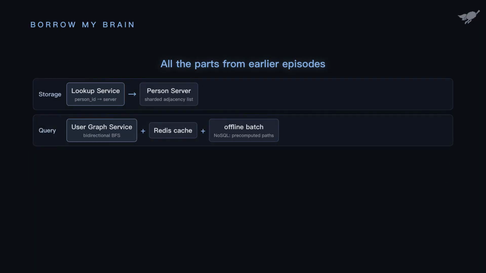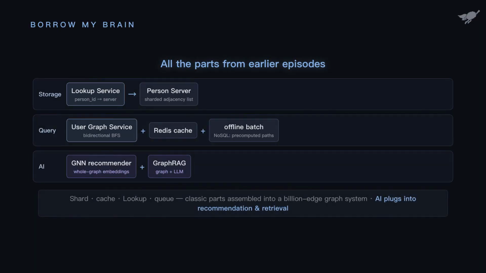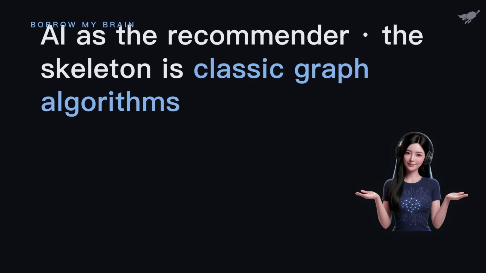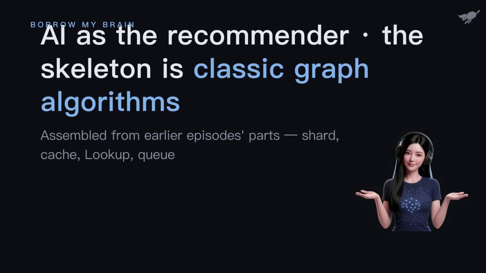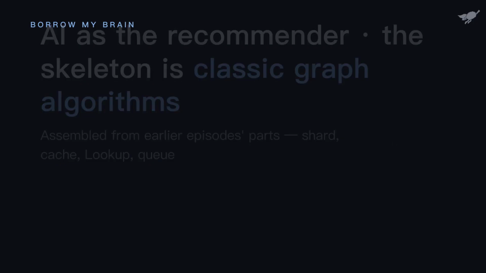Let me weld it into one sentence to close. A social network is a sparse graph plus bidirectional BFS plus supernode special casing plus sharding. Again, it's the parts from the last few episodes. Sharding, caching, lookup, queues. Bolted together. AI stands on top as the recommender. But the skeleton of how many degrees apart you are is a classic graph algorithm.